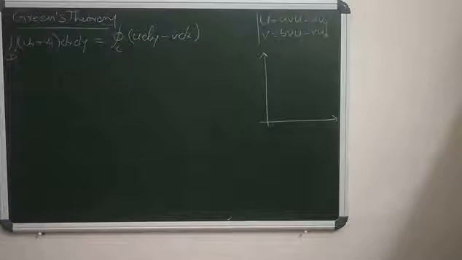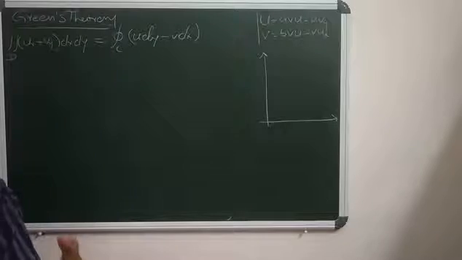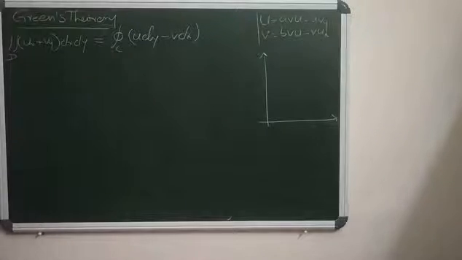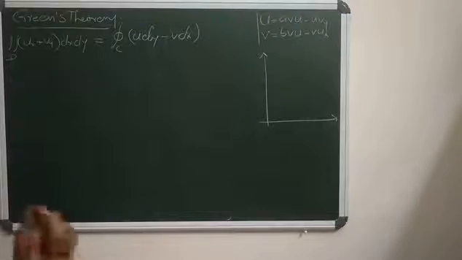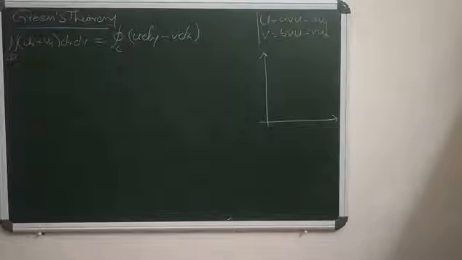Let C be a closed curve bounding the region of integration D. U and V are differentiable functions in D and continuous on C. Then Green's theorem states that the double integral over D of ux plus vy dx dy is nothing but the integral over C of u dy minus v dx. So this is Green's theorem. This is an important argument.